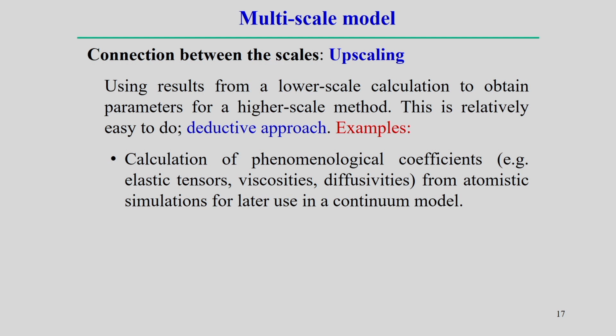Connections between the scales can be made by upscaling and downscaling. So, for two different scales, there are two approaches to connect them. One is using the results from the lower scale calculation to obtain the parameters for the higher scale model method, and this is called upscaling. This is relatively easy to do, and it is also called the deductive approach. For example, calculation of the phenomenological coefficients, for example, elasticity, viscosities, diffusivities, from atomistic simulation for later use in the continuum model.